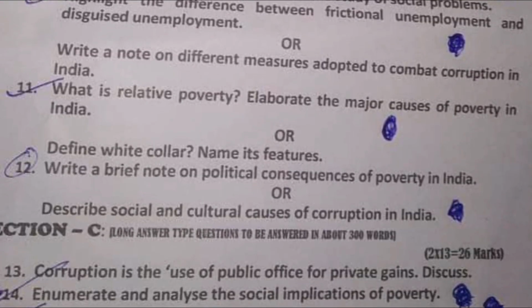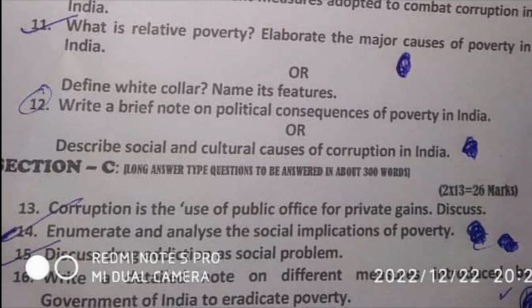Question number 11, what is relative poverty? Elaborate the major causes of poverty in India. Define white collar, name its features. Question number 12, write a brief note on political consequences of poverty in India, or describe social and cultural causes of corruption in India.